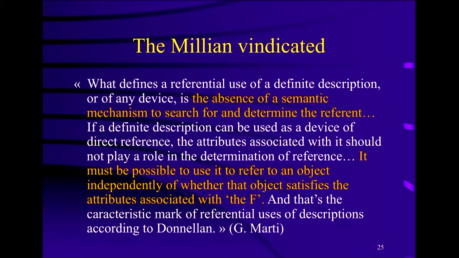It must be possible to use the description to refer to an object independently of whether that object satisfies the attributes associated with it. And that's exactly what happens here. We use the description, the man drinking a martini, to talk about a guy who is not drinking a martini. He's drinking water. And she concludes, that's the characteristic mark of referential uses of descriptions according to Donnellan. It's true that Donnellan makes much in his paper of the case in which we use a description to talk about an object that doesn't satisfy the description.